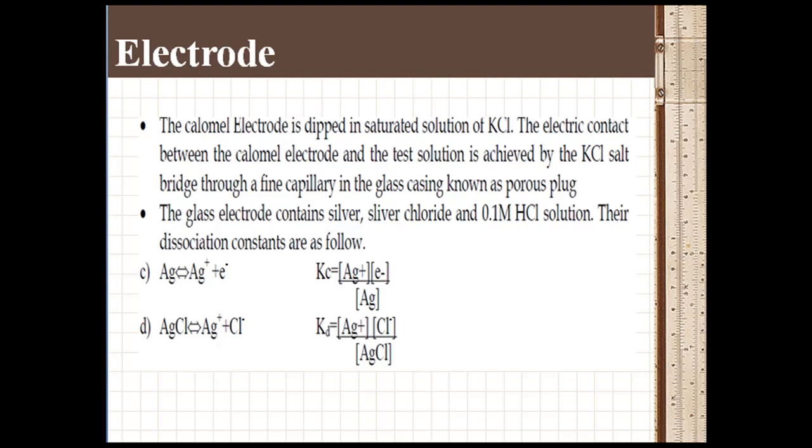The glass electrode contains a silver, that is silver chloride, electrode and 0.1 molar HCl solution. The dissociation constants are as given in the slide. This electrode is dipped in 0.1 molar HCl solution. The calomel electrode is made up of thick glass that is impermeable to hydrogen ion. Therefore, its potential is independent of the pH. In contrast, in the glass electrode, the tip of the electrode is made of a special thin borosilicate glass bulb, which is permeable to hydrogen ion only, but not to other cations or anions.